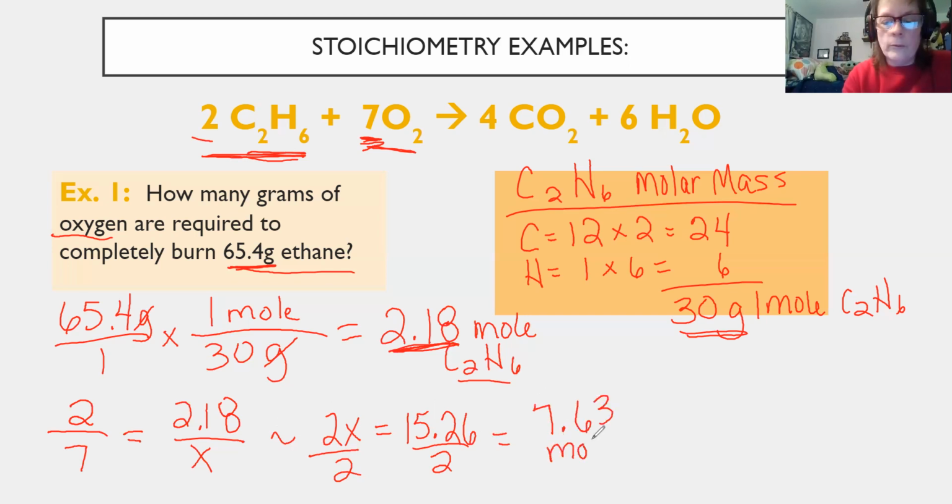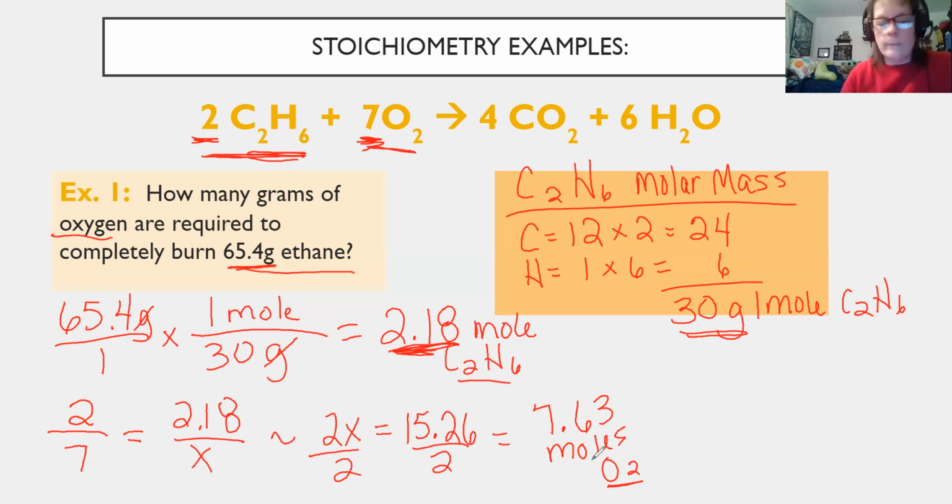And you should get 7.63 moles of oxygen. That looks about right, because before we had a 2 to 7 ratio. Now we're a little over 2 for the ethane, and we're a little over 7 for the oxygen. So that looks right. That's our new mole ratio.